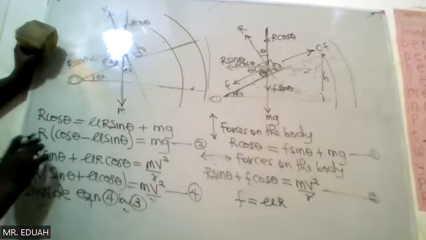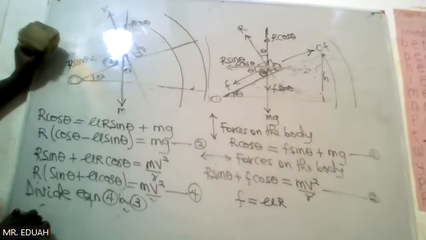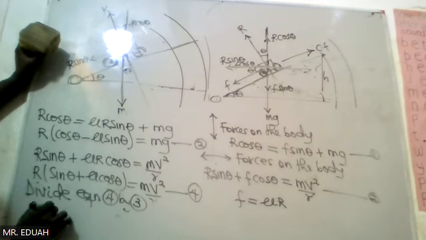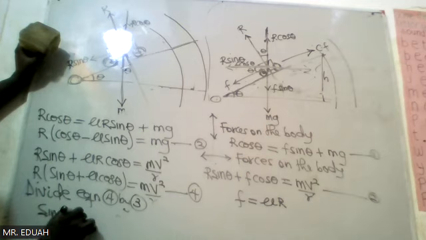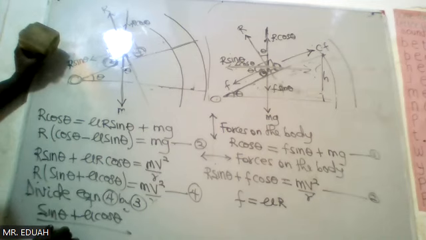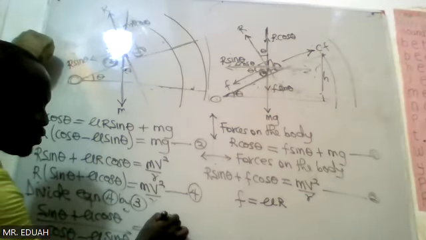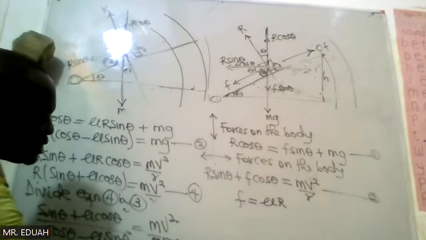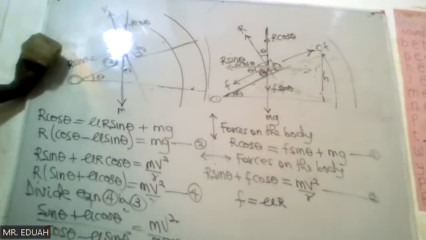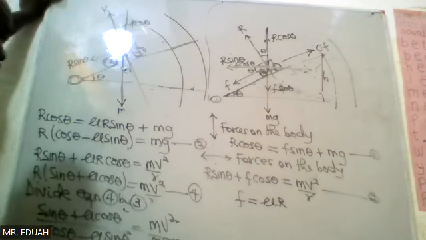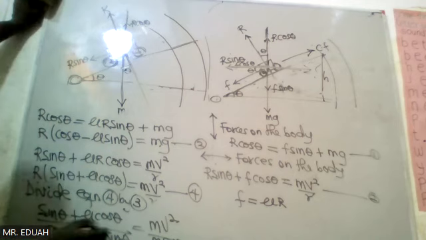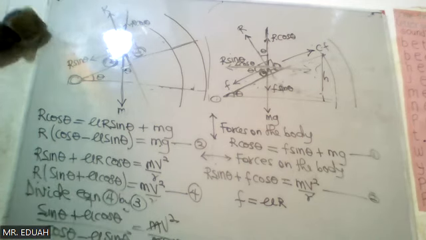So we are going to divide 2 by this. Sine theta plus mu cos theta all on cos theta minus mu sine theta is equal to mv squared all on mgR. Okay, mv squared on R divided by mg. So we have m canceling out.